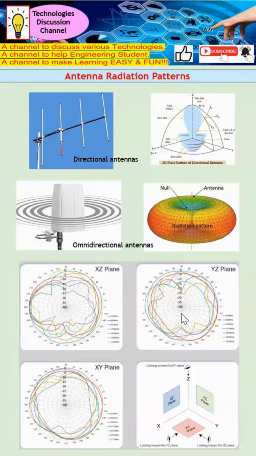As you can see from this diagram here, this is basically the direction. For example, let's say this so-called directive antenna. We look at the front view, we look at the side view, and we look at the top view. This is what we know as the 2D view from the XZ plane, from the YZ plane, and the XY plane.